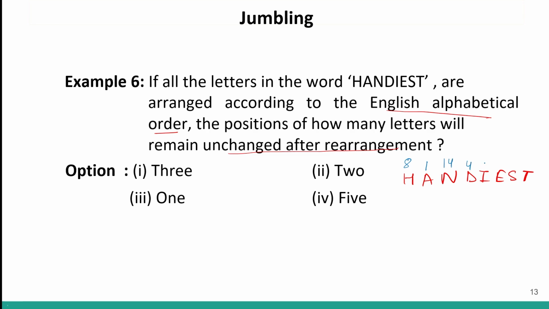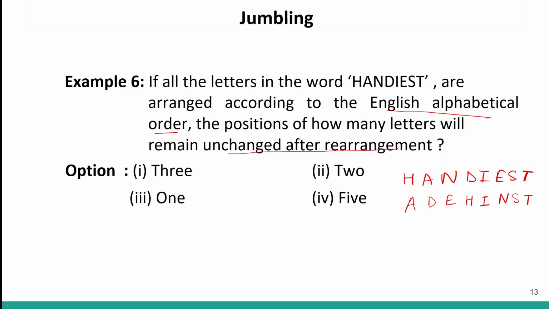D is 4. I is 9. This is 5. This is 19. And T is 20. So if I have to arrange them in alphabetical order, it will be A, then D, then E, then H, then I, then N, then S, and then T.